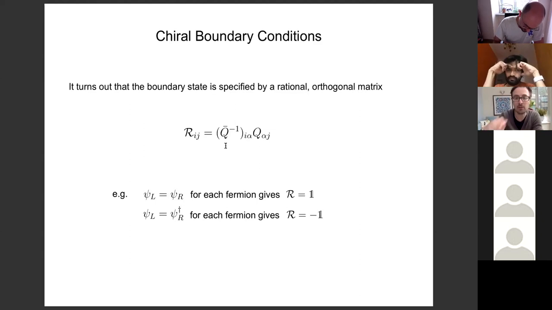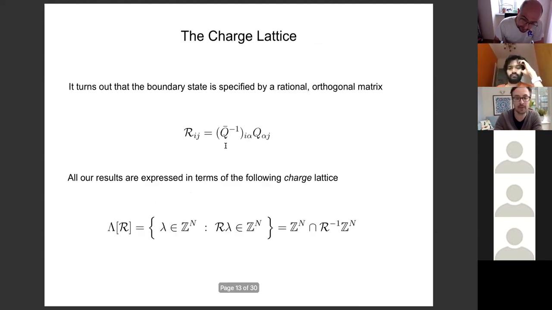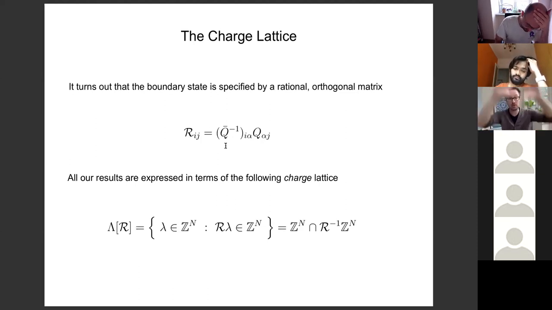All right, the actual mathematical object that's going to appear everywhere is derived from R, and it's the following charge lattice. So you do the following procedure. Start with the lattice Z^n. So in R^n, just draw a dot at every point with integer value coordinates. It's a big lattice.